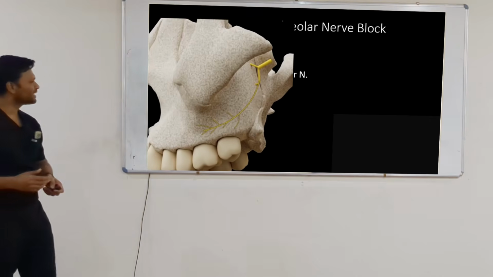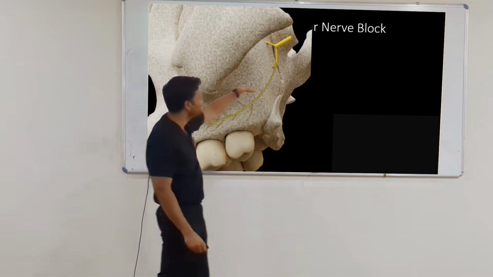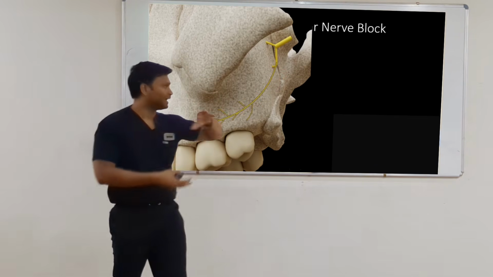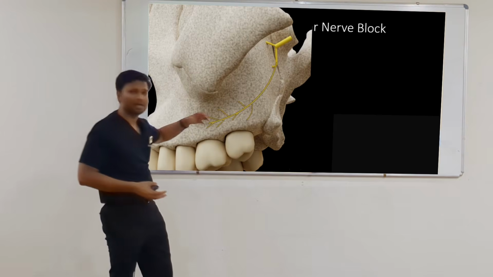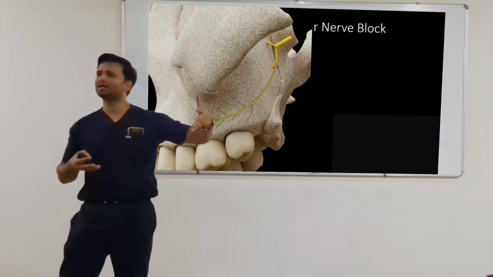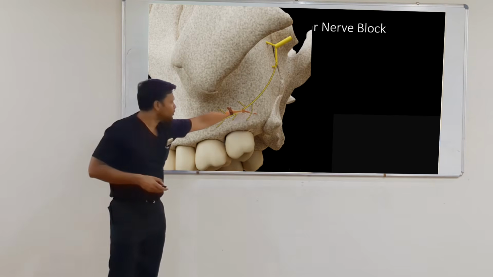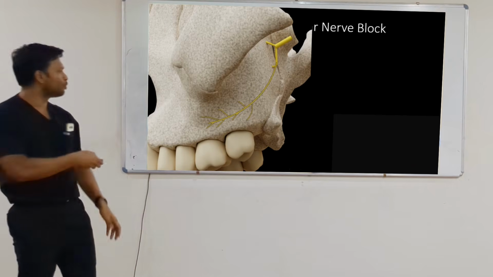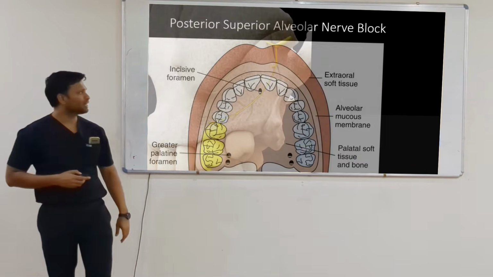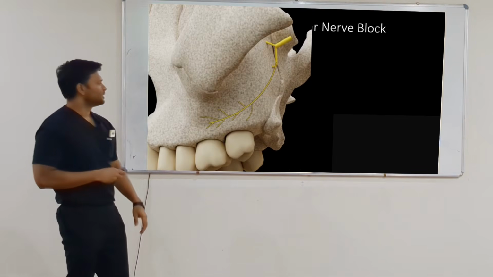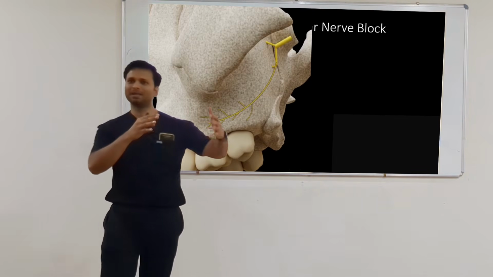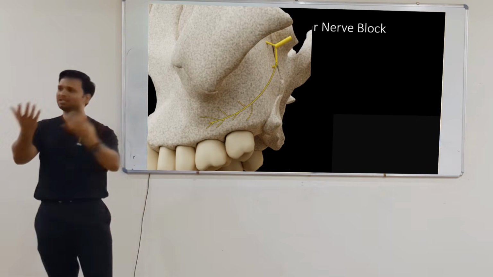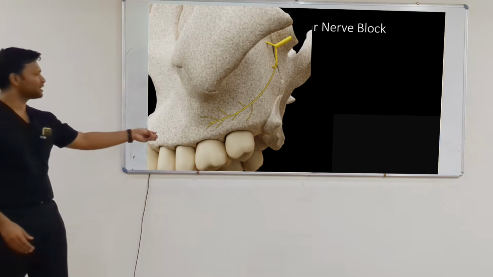And what are the areas anesthetized? Another thing I want you to know is, before this PSA nerve enters the posterior wall of the maxilla, it gives out very small branches to the buccal soft tissue in the molar region. So the PSA nerve also supplies the buccal soft tissue and the periosteum overlying the bone in the molar region. So what are the areas anesthetized? The 3 molars, right? Pulpal anesthesia, the bone around these 3 molars, and the buccal soft tissue.